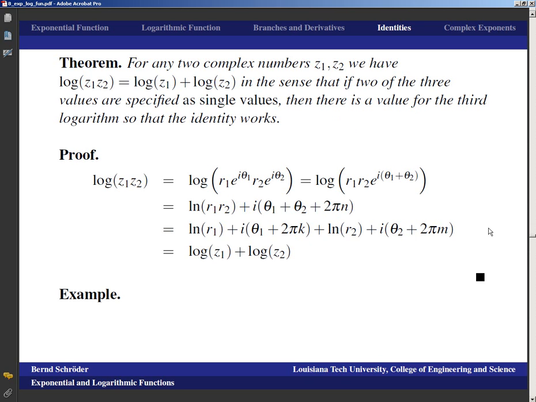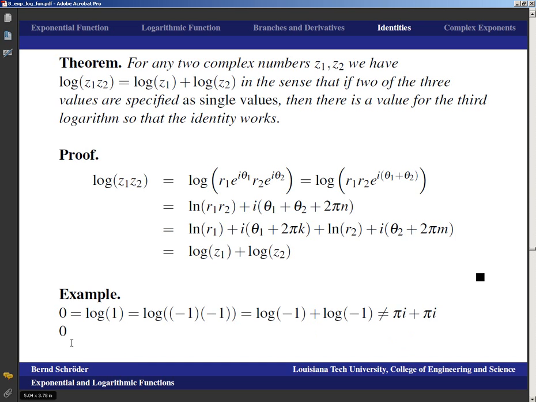And again, we have to be careful here. As an example, 0 is the logarithm of 1, we know that. And 1 is -1 times -1, so it's the logarithm of -1 times -1, which is the logarithm of -1 plus the logarithm of -1. But that's not pi i plus pi i, because that would be 2 pi i, right? And so even though the logarithm of -1 is pi i as a principal value, we get actually that 0 is log of 1, which is log of -1 times -1, which is log of -1 plus log of -1.